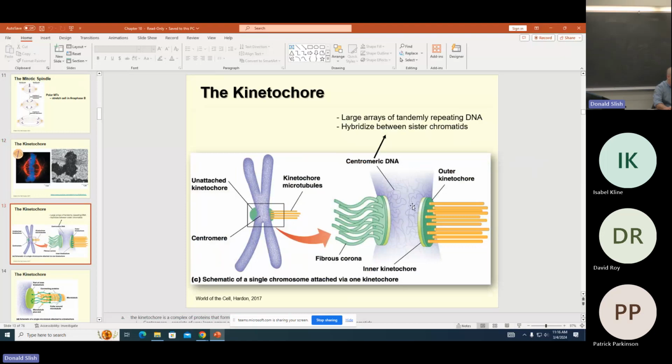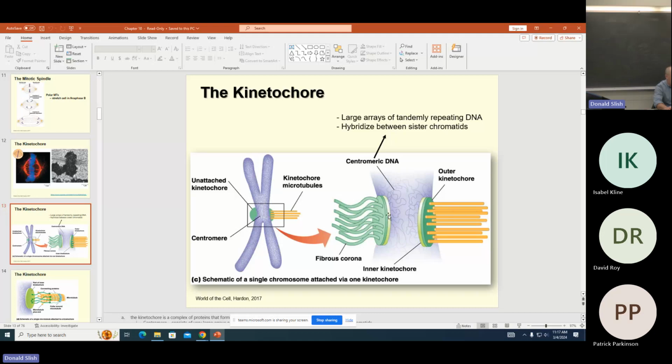So anyway, in the center here, between the two sister chromatids, there's a whole lot of tandemly repeating DNA, which means something like, I don't know how many base pairs this is. Usually it's about 8 or 10 base pairs over and over, or like hundreds of base pairs. And the reason why that's important is you've got two sister chromatids here with identical tandem repeats in the middle, and that helps to keep the sister chromatids together. They'll kind of hybridize with each other, crossing over and hanging on to each other. So that's part of what keeps the sister chromatids together.